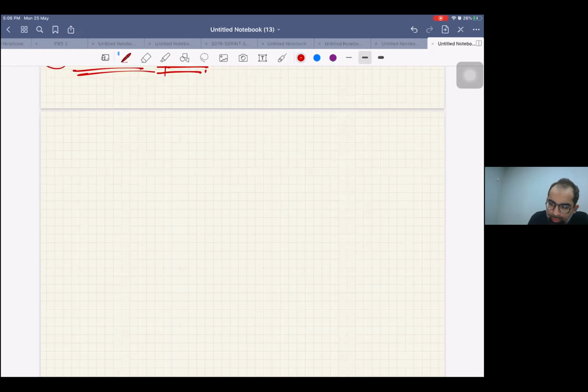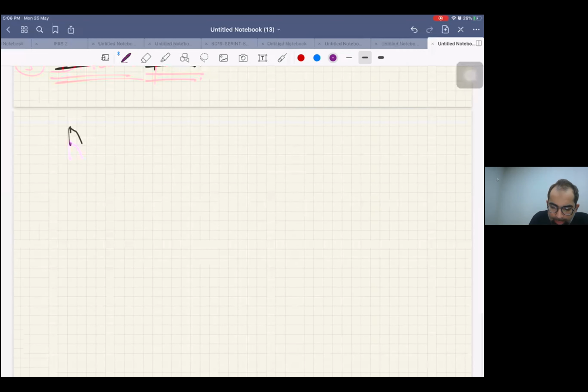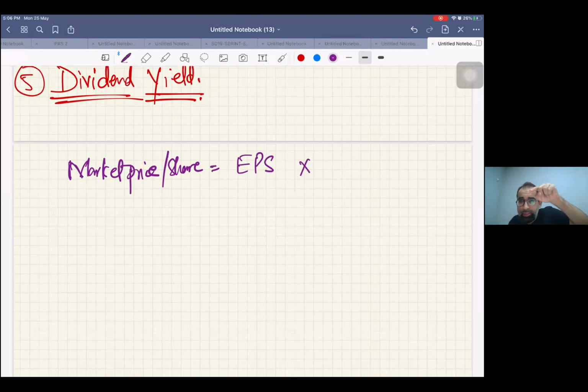In the stock market, this is the formula for calculating market price per share. Look here, market price per share. How do we calculate market price? Market price is basically the product of two ratios. Number one is EPS. Market price is dependent on EPS. Yes, I just taught you. And the second is the price earning ratio, P/E ratio. That means market price is dependent on both of them.